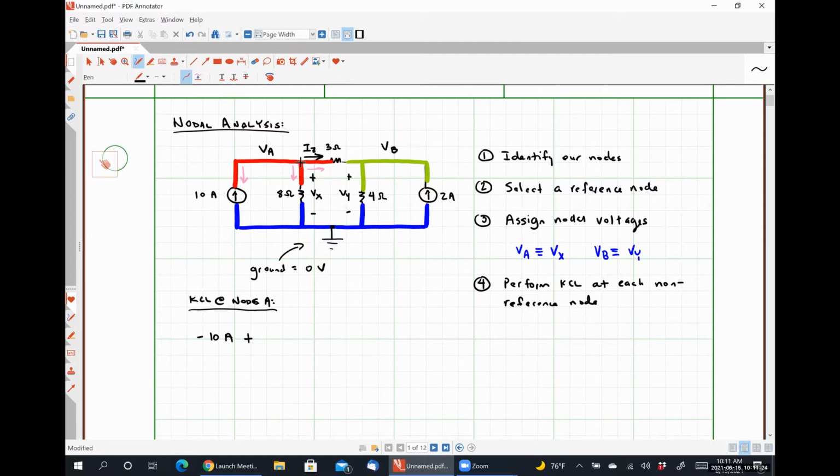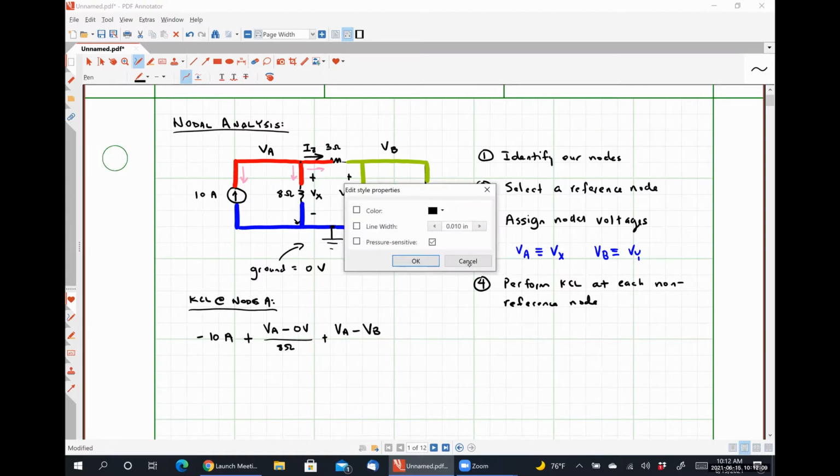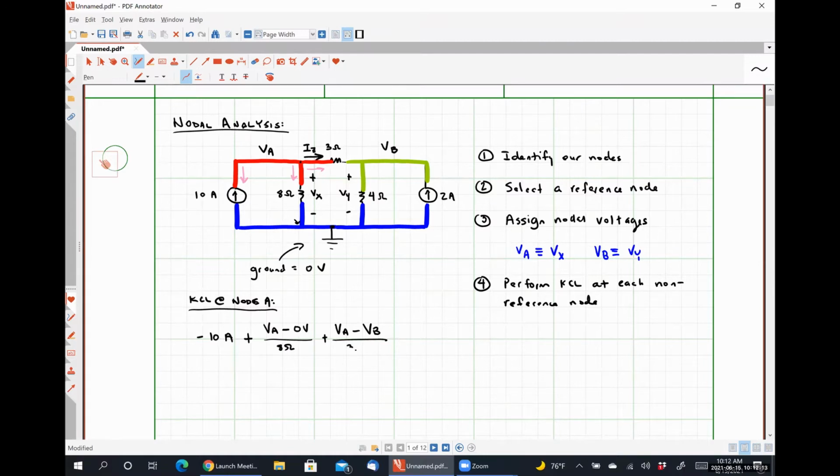I'm going to do the node where the current is originating from, which is node A. So I'm going to have VA minus the node where the current ends up. So in this case, that would be minus ground, or minus 0 volts. And I'm going to divide it by my resistor value of 8 ohms. And I can do the exact same thing over the 3-ohm resistor. So the tail of my current is at node A, and that current is flowing to node B. So I'll have VA minus VB, and I divide this by 3 ohms, and so equal to zero.